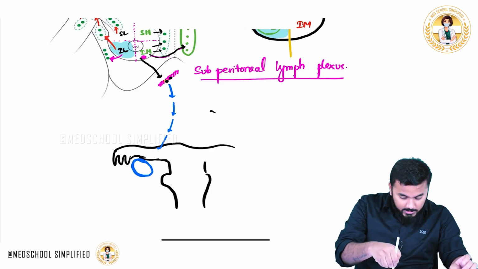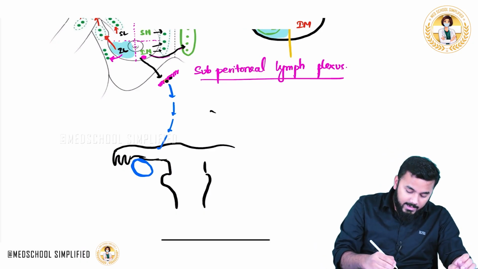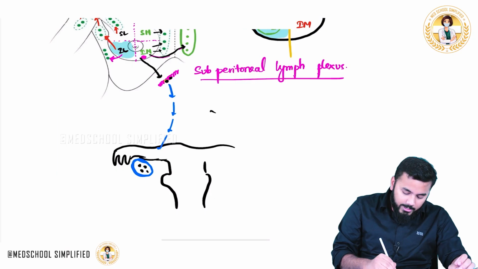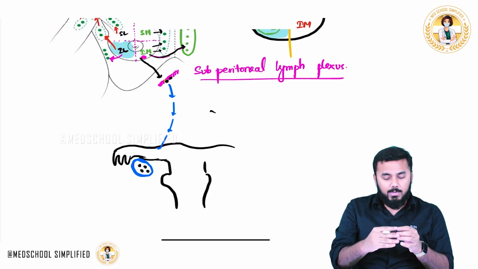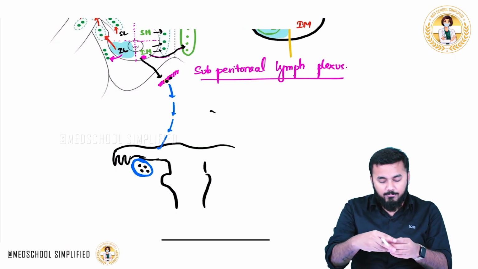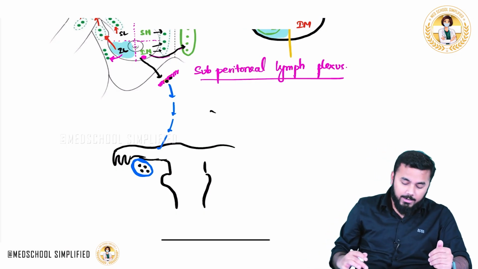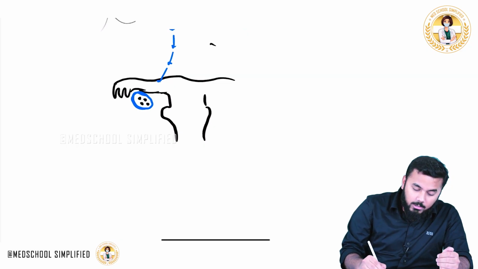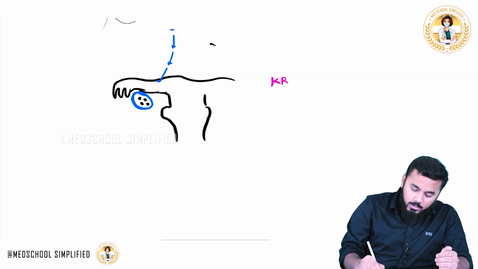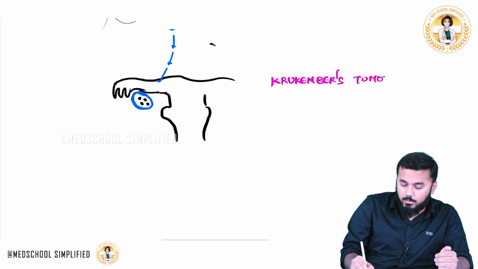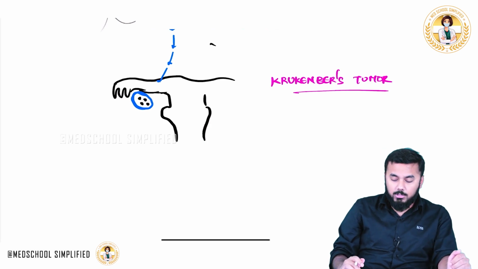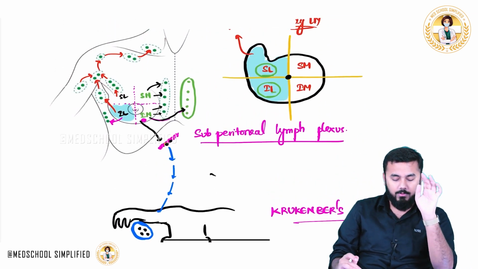So even the tumor cells can come all the way like this and very easily land on the ovary. Once this kind of tumor cell movement happens all the way from the subperitoneal lymph plexus onto the ovary, this kind of tumor you call a Krukenberg tumor. Krukenberg's tumor. Right? So I hope you understood whatever I've taught you.